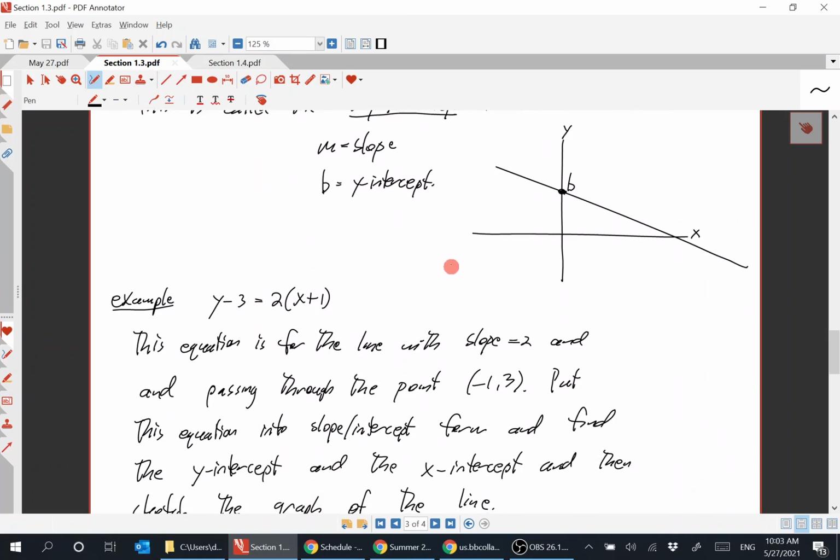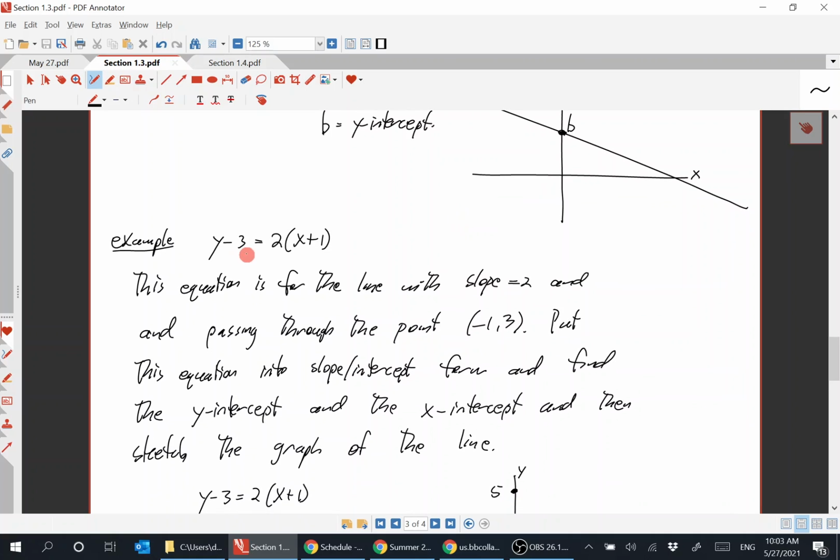So, for example, going back to this equation here that we had in the previous example, y minus 3 is equal to 2 times (x plus 1). This is the equation for the line with slope 2 and passing through the point -1, 3. Put the equation into slope-intercept form and find the y-intercept and the x-intercept, and then sketch the graph of the line.